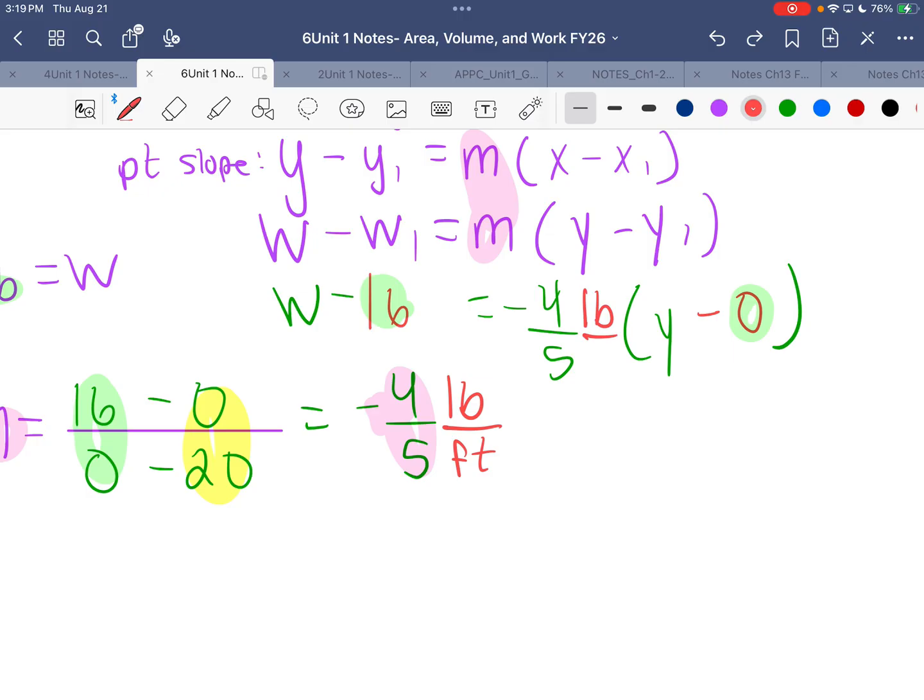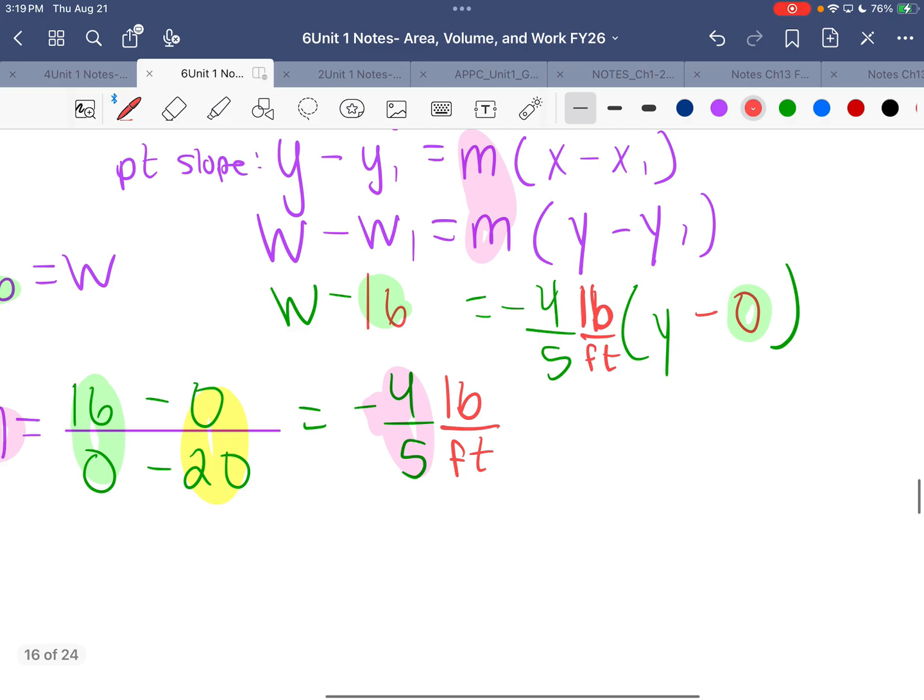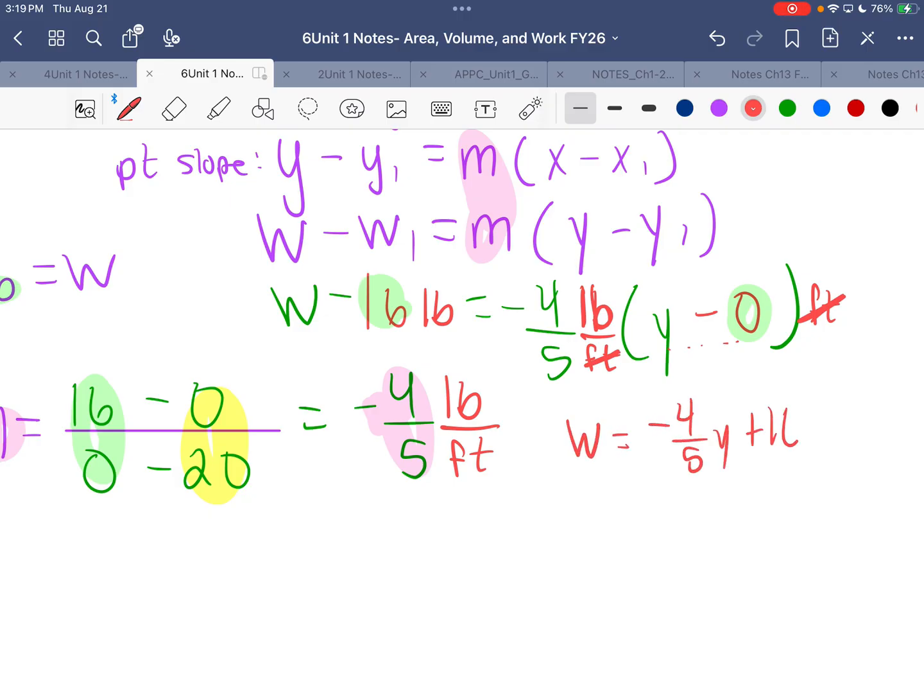Whoops, that's not a 16, that's a B. All right, pounds per feet. And then the independent variable, the y, is also in feet, so we are left in pounds. The dependent variable 16 was in pounds. So when you solve this, negative 4/5 y plus 16 is in pounds. So it is a force.